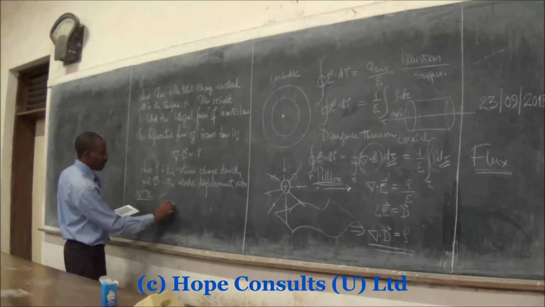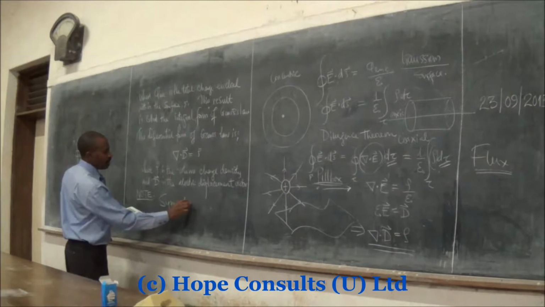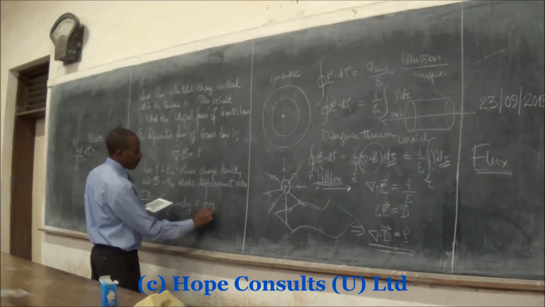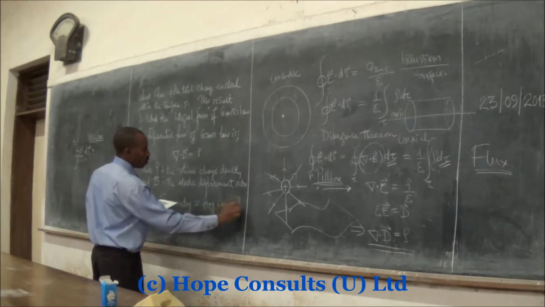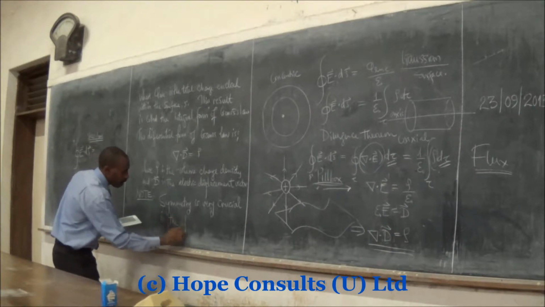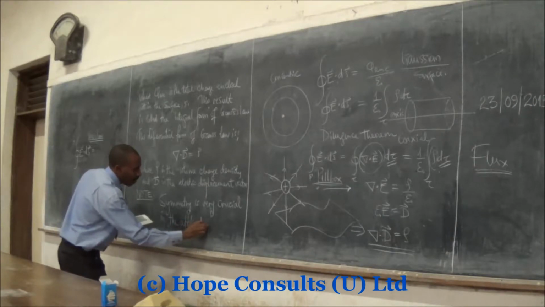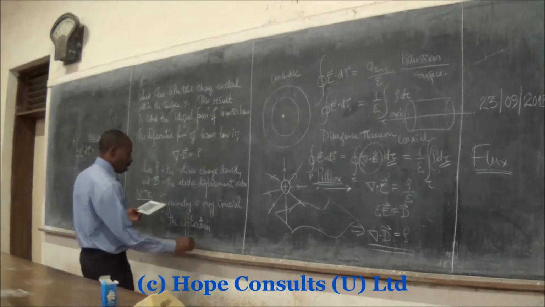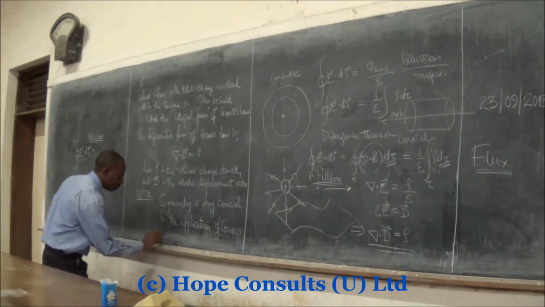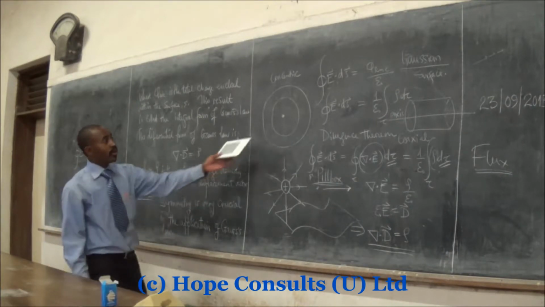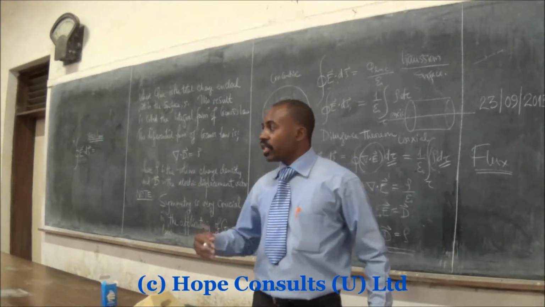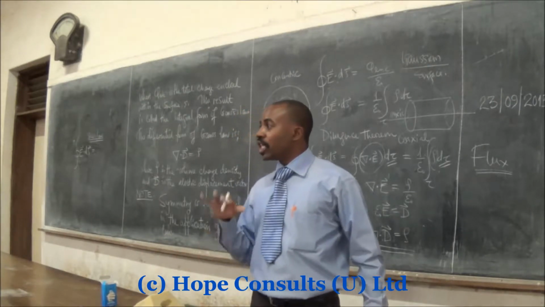So symmetry is very crucial in the application of Gauss's law. That's why we talk of a concentric sphere around the sphere. We draw another sphere, either outside or inside, because there is symmetry.